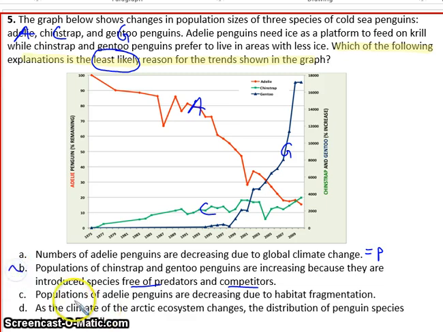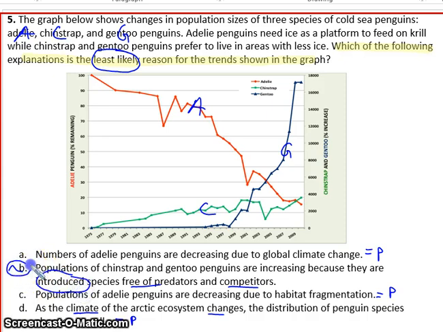Let's come back to it, okay? Populations of the A penguins are decreasing due to habitat fragmentation. It doesn't say that up here, but we know that human impact can cause habitat fragmentation, breaking up their ecosystem or their living area. And then last one, as the climate of the Arctic changes, the distribution of penguins changes as well. And we do know that there is climate change, which is also a human impact, so that's possible. I'd say all of these three, A, C, and D, are possible because of human impact, versus this one's bringing in something else that's talking about predators and competition, this idea of an introduced species.